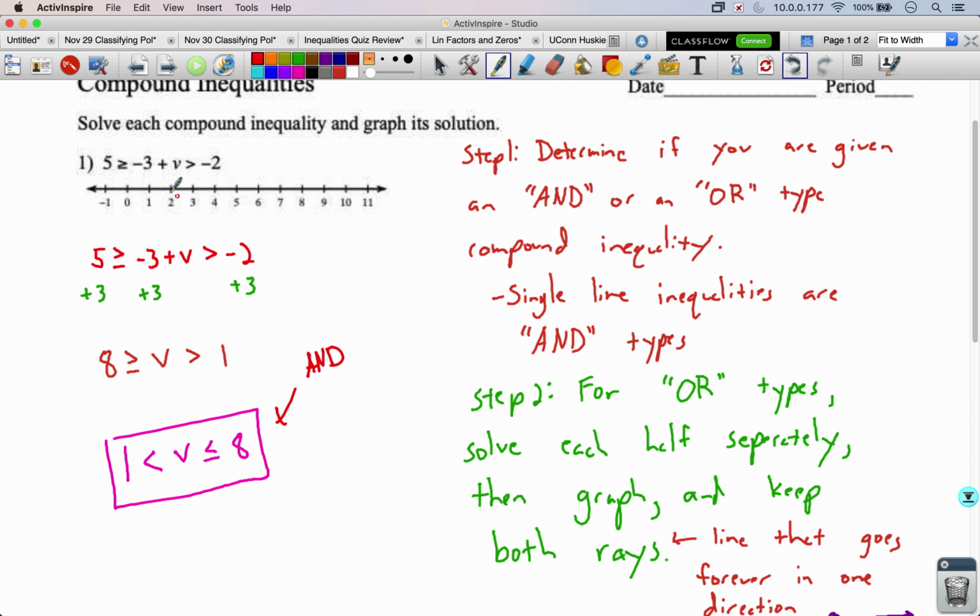So I'm going to graph it. I put an open dot at 1, closed dot at 8. When they're written out as single lines, as long as this number is smaller than this number, then it's always going to give you the line segment in between those two boundaries. Then we can double check with a number like 5, plug it in and make sure it makes both inequalities true.